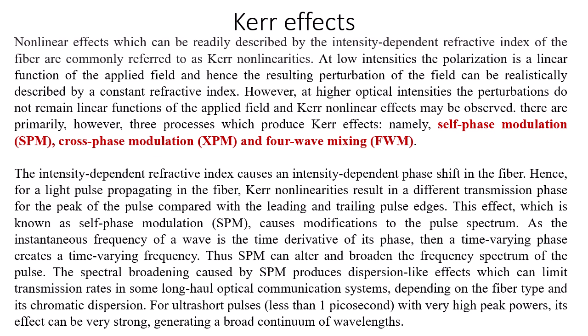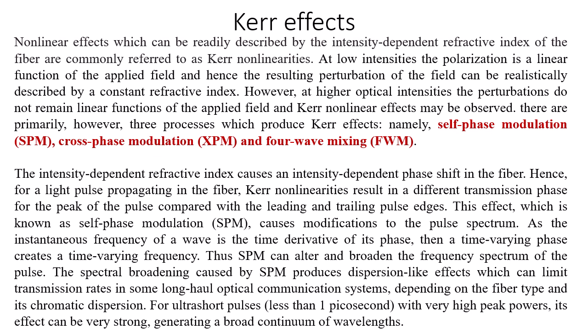Hence, for a light pulse propagating in the fiber, Kerr nonlinearities result in a different transmission phase for the peak of the pulse compared with the leading and trailing pulse edges. This effect, which is known as self-phase modulation, causes modification to the pulse spectrum. As the instantaneous frequency of a wave is a time derivative of its phase, then a time varying phase creates a time varying frequency. Thus, self phase modulation can alter and broaden the frequency spectrum of the pulse.